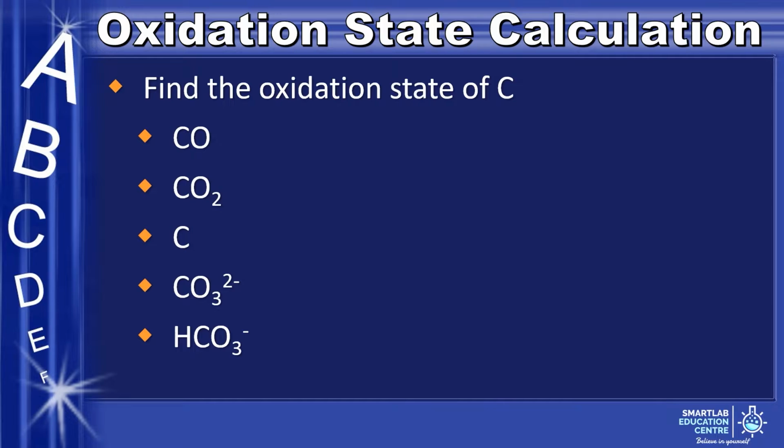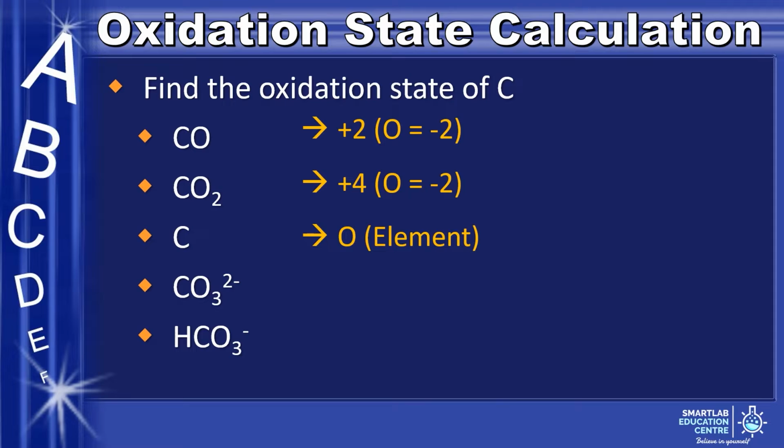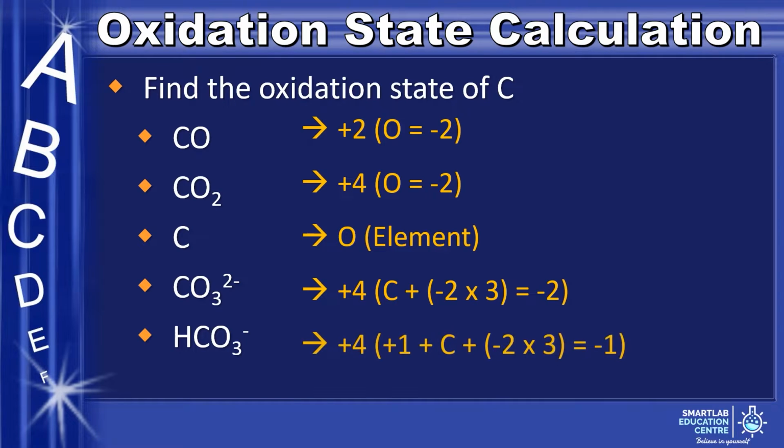For CO, since O has a charge of -2, C will be +2. For CO2, similarly, C will thus have an oxidation state of +4. For C, since it's an element, it will have an oxidation state of 0. For the carbonate ion, doing the math as seen, it will be solved that carbon will have an oxidation state of +4. For bicarbonate, similarly, carbon will have a charge of +4.